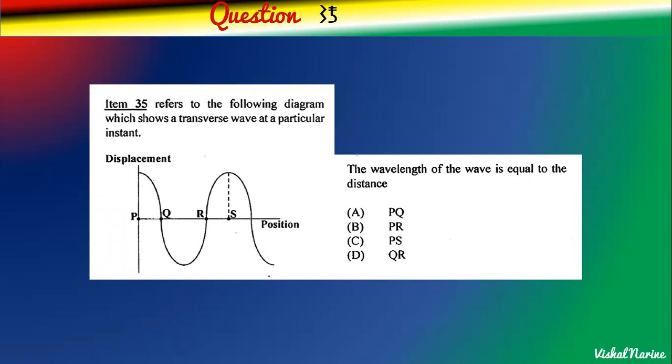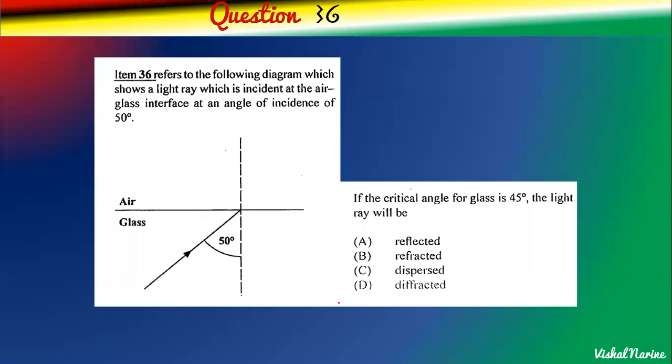Question 35 is asking what is the wavelength of the transverse wave shown. So let's look at each option. P to Q, from here to here, that is not correct. P to R, from here to here, again that is not correct. From P to S, from here to here, and yes, we can see it, that is basically one wave. And if you want, you can just double check. Q to R is not the wavelength, right? That is actually just half of the wavelength. Question 35 is C. 36.